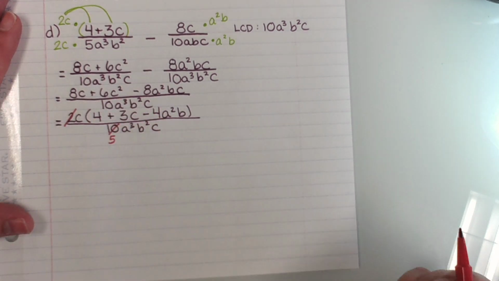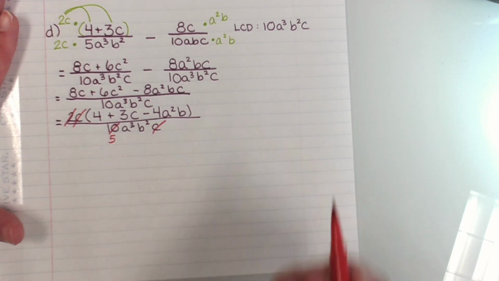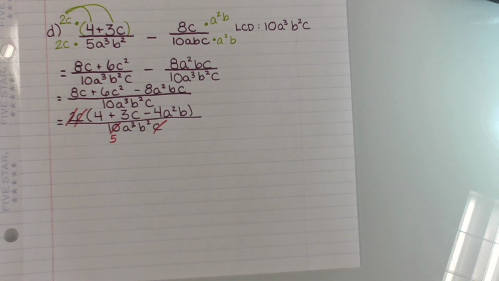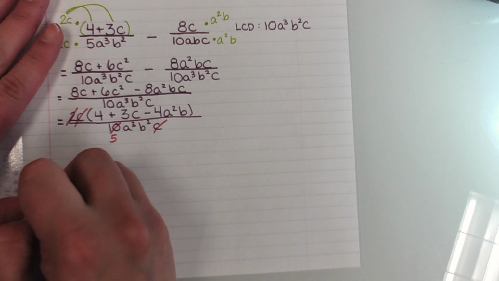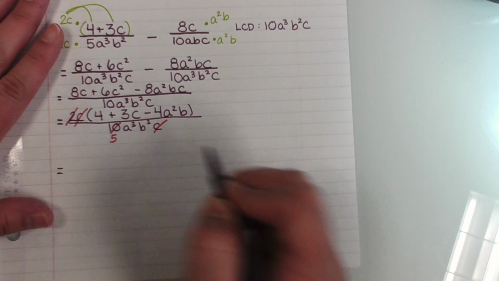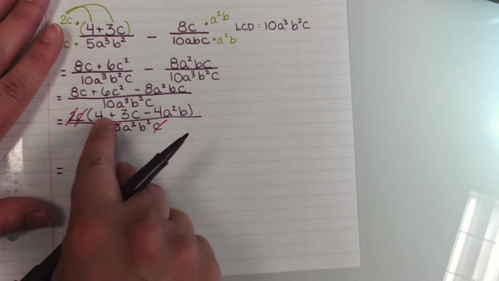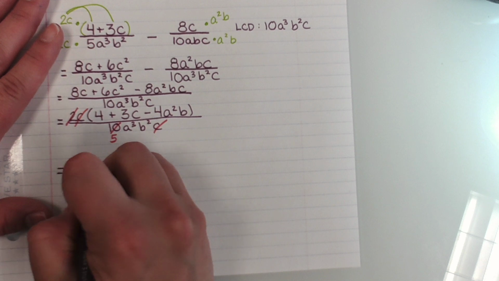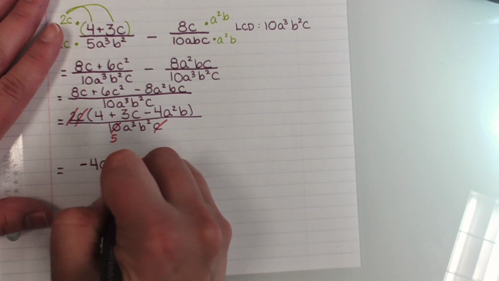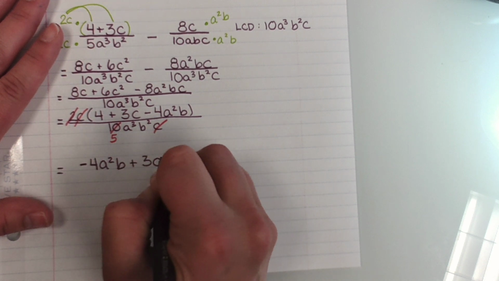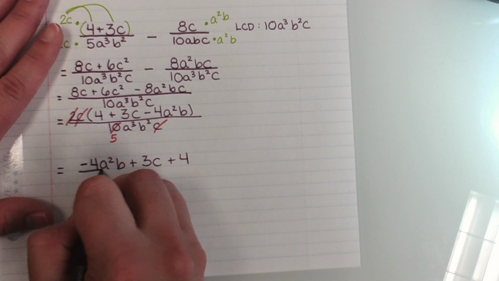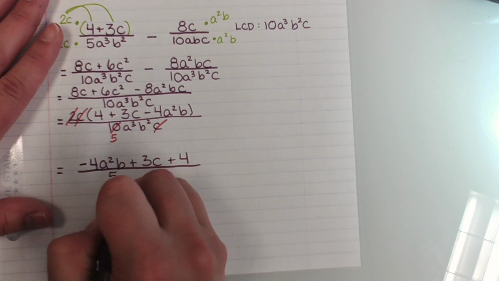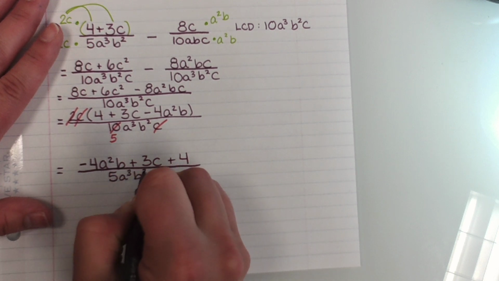Two and the 10 become a 5 in the denominator, and the c's cancel out. So I am left with, okay, I can leave it in that order, but it bugs me that it's not in standard form, so I'm going to reorder it. All over 5a cubed b squared.